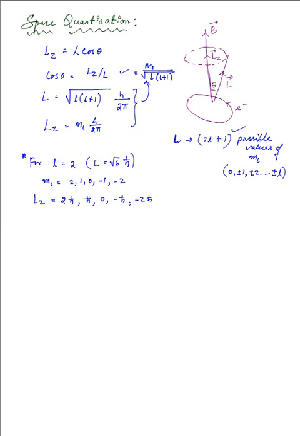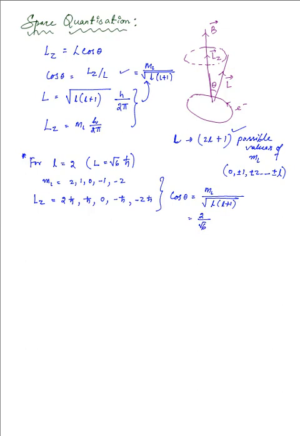Now the orientations, that is theta, for L with respect to B, that is the z-axis over here, can therefore be calculated from these values. That is, cosine theta will be equal to ml divided by the square root of l times (l plus 1), and that will give us 2 over root 6 for the first value.